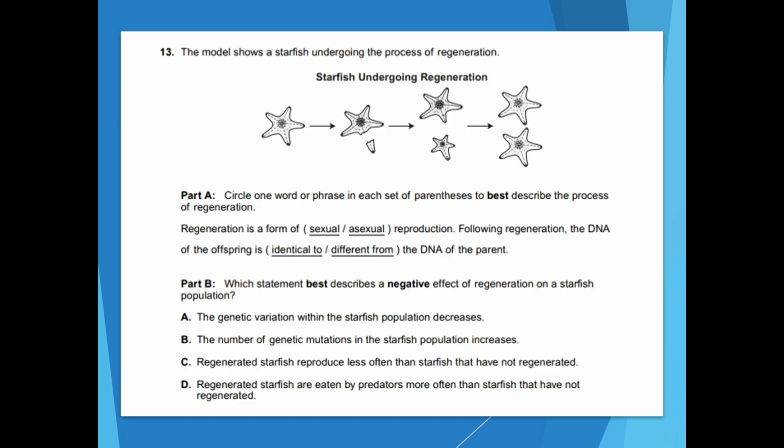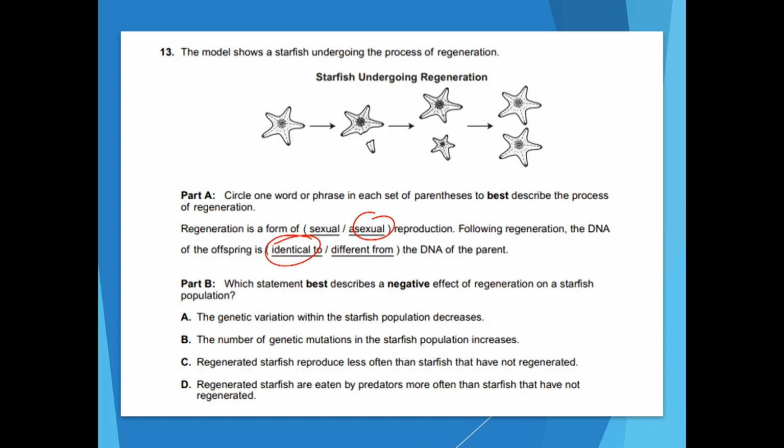Let's look at this one, number 13. Okay, this says, the model shows a starfish undergoing the process of regeneration. Circle one word or phrase in each set of parentheses to best describe the process of regeneration. Okay, regeneration is a form of asexual reproduction. Following regeneration, the DNA of the offspring is identical to the DNA of the parent.